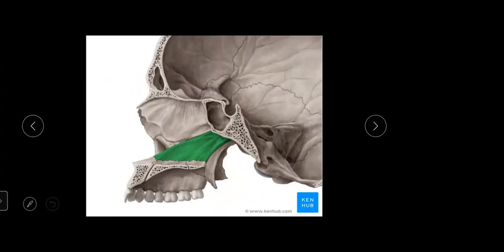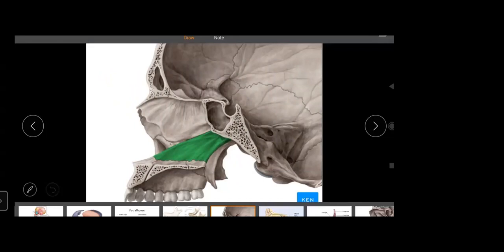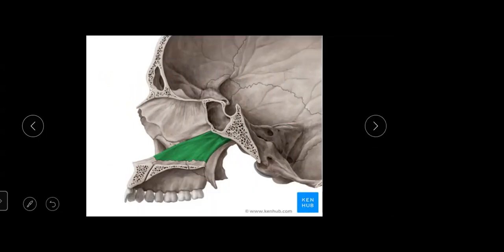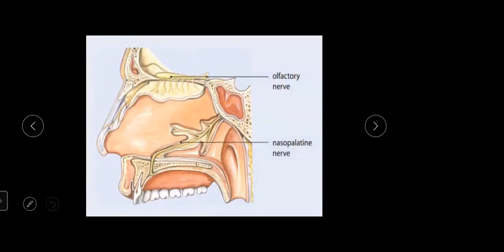Now we will start with the vomer. The vomer is a nearly triangular bone that lies within the midline of the nose and separates the two nasal cavities. It forms the posterior inferior part of the bony nasal septum. This part is grooved on each side by the sphenopalatine nerve and vessel. And here we see a demonstration of the sphenopalatine or nasopalatine nerve. It is the same name.